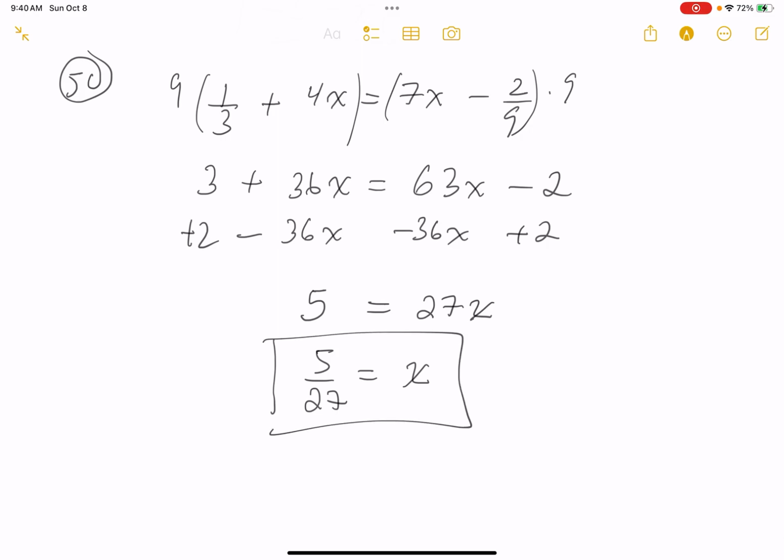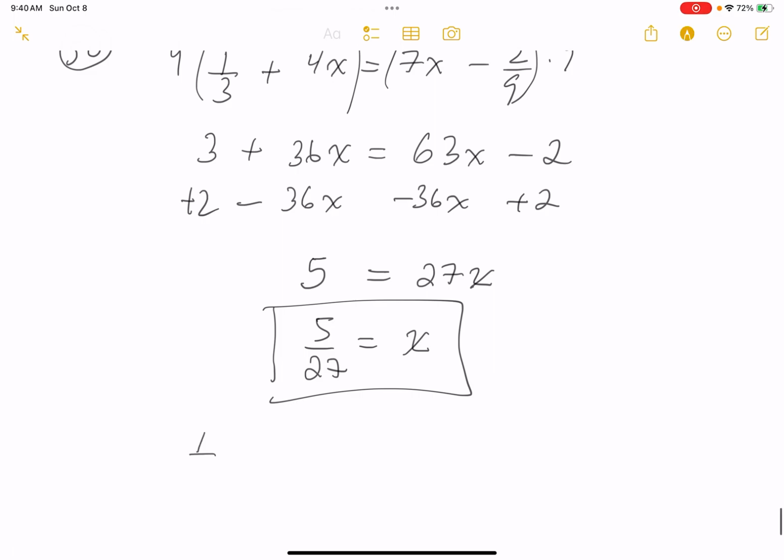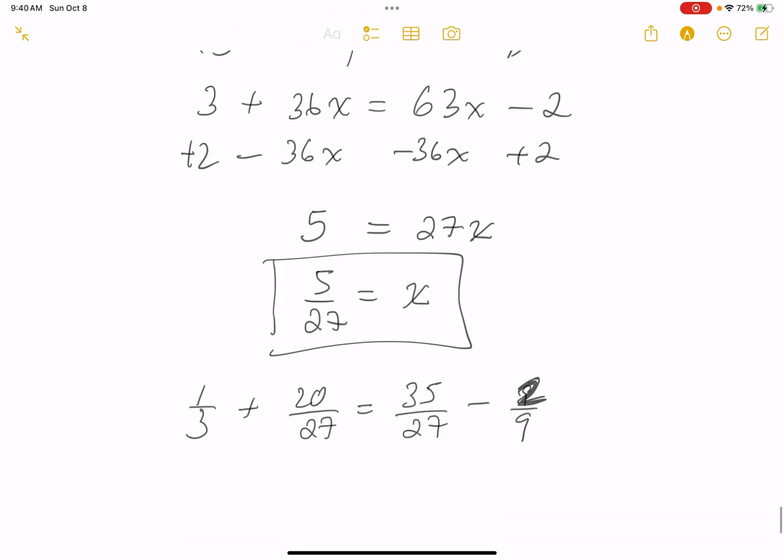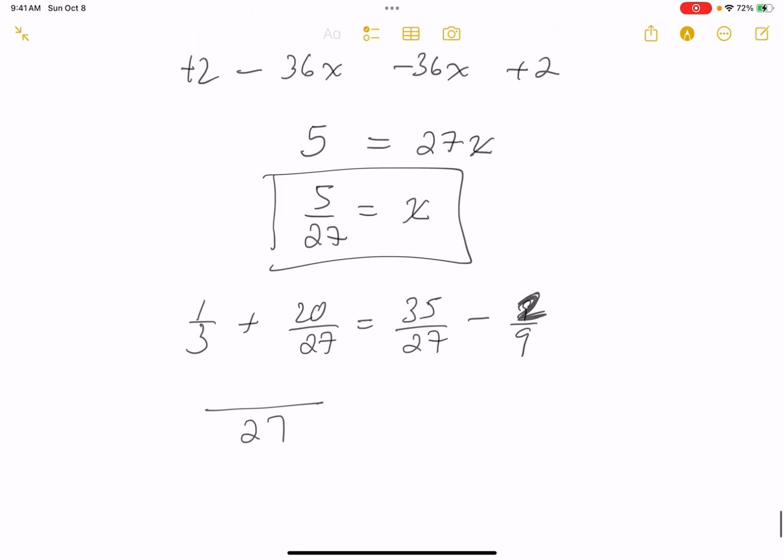All right, I'm going to check it, and I know it's painful, but we're going to check this. So it's 1/3 plus 4 times that number, which is 20 over 27. 7 times 5 is 35 over 27 minus 2/9. All right, whoops, 2/9, sorry about that. All right, common denominator, 27. What times 3 is 27? 9. So you get 9 plus 20, which is 29 over 27, right? What do you get there? 35 minus, be careful about this. What times 9 is 27? 3. 3 times 2 is 6. It worked out nicely because 35 minus 6 is 29.